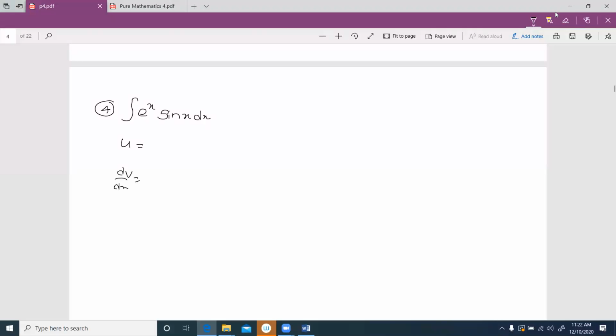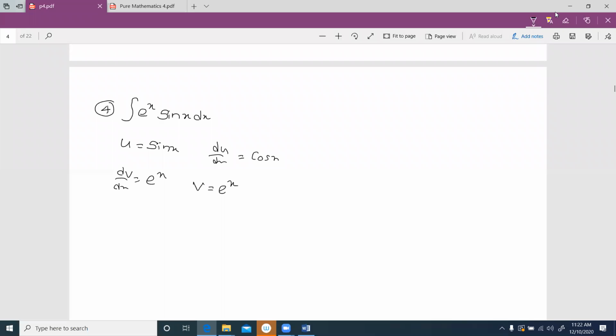If I select e^x as u, the differentiation is e to the power x. It's not simplified or converted. But if I use u as sin x, the differentiation is cos x. It converts into another function. Therefore, you can use the third priority fact, u as sin x. So du by dx is cos x, and dv by dx is e to the power x. Therefore, v becomes e to the power x itself, right?